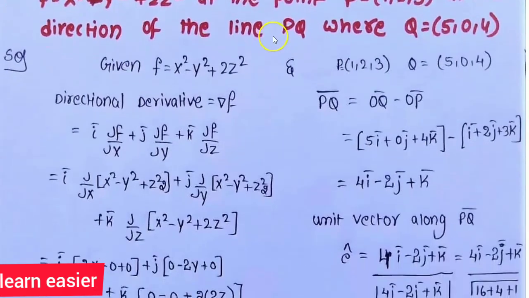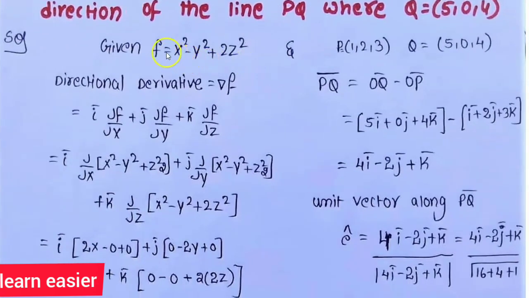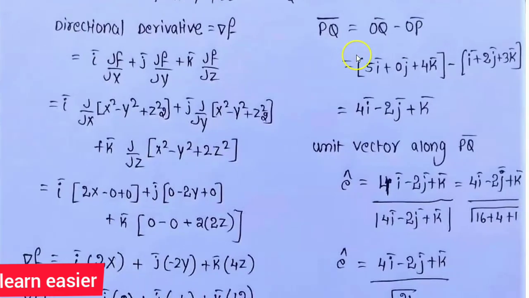Let's start the solution. The given function is f equals x square minus y square plus 2z square, and the points are P equal to 1 comma 2 comma 3 and Q equal to 5 comma 0 comma 4. Now we have to find the directional derivative of the function f, that is del f, so i bar into del f by del x plus j bar into del f by del y plus k bar into del f by del z.